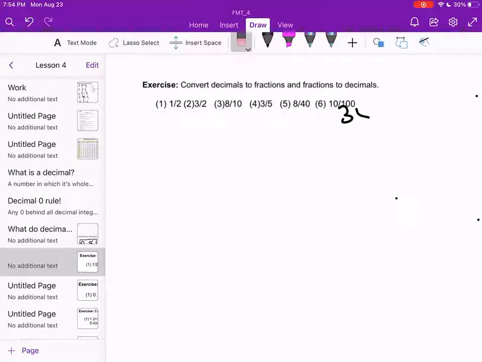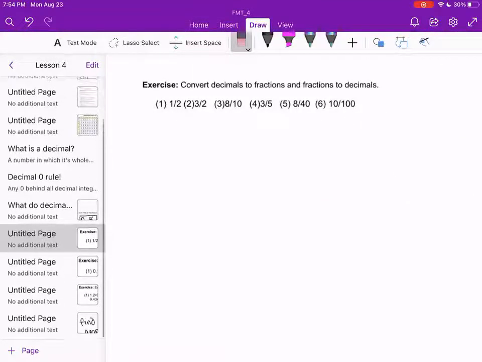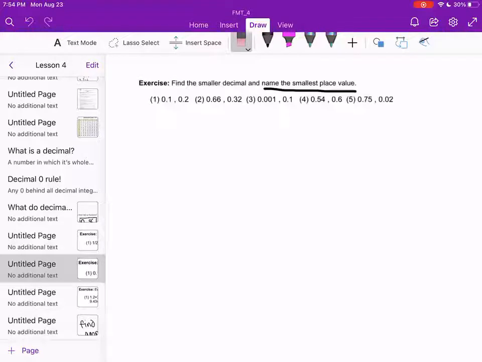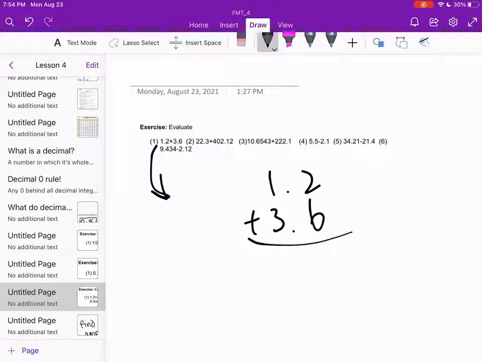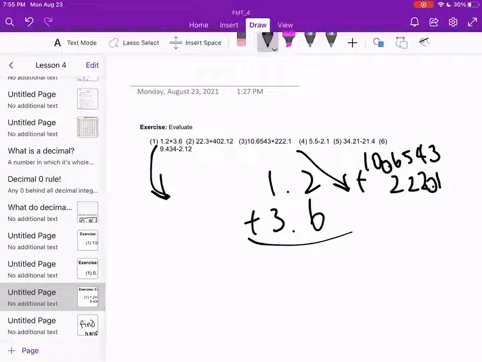Okay, we're going to quickly move on to adding decimals. When you add decimals, it's the same thing as addition. Nothing changes, except you want to make sure that you're aligning the decimal spots. So if I look at this example right here, 10.6543, I can't do this. Why? Because look at the two decimal spots. They're not aligned, right? So you might be wondering, what do I do then?